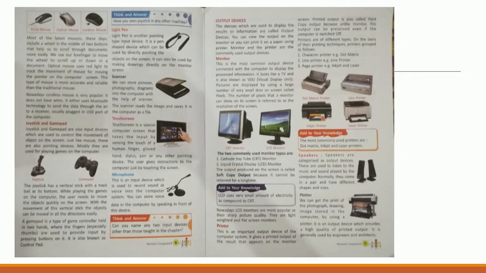Next, output devices are used to display the results or information of the computer. Monitor and printer are the commonly used output devices, and one can give output in hard copy and one in soft copy. So the output seen on the video display is called soft copy. And what is the full form of VDU? Visual display unit. It is also known as monitor.